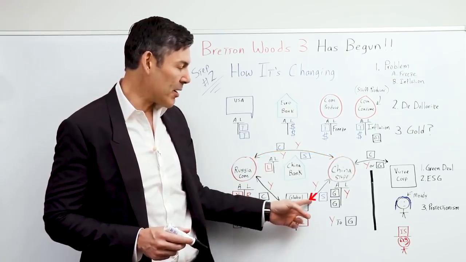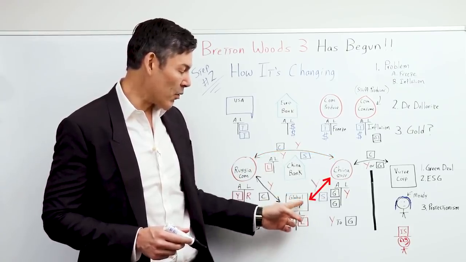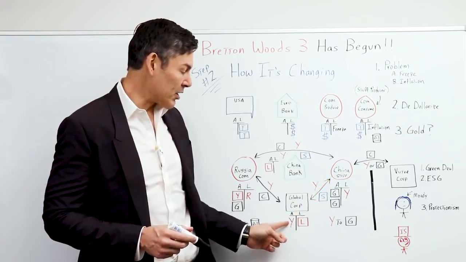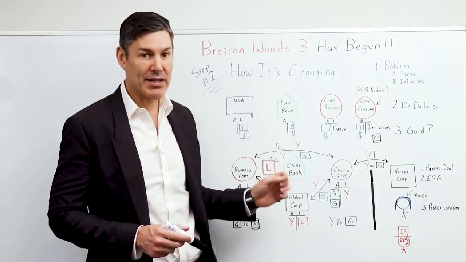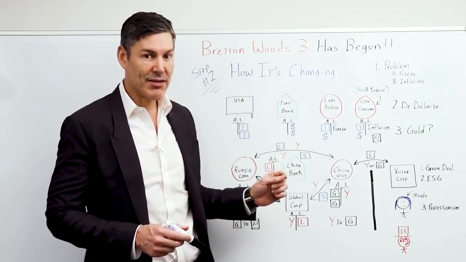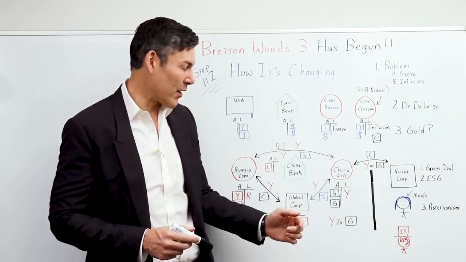So when China buys the input stuff from Global Corp, they pay in yuan. Global Corp can take those yuan to pay down their yuan-denominated debt. But this isn't where it ends. We've got to take it a few steps further here.